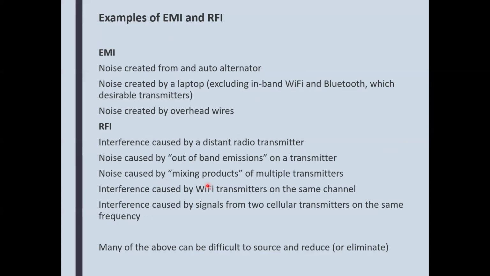Next slide we have examples of EMI and RFI. EMI, noise created from an audio alternator. There you go. There goes the Volkswagen. Noise created by a laptop, excluding in-band Wi-Fi and Bluetooth, which are desirable transmitters. So these are not considered undesirable because we use that and it's supposed to be there. We made it to be there. Noise created by overhead wires.